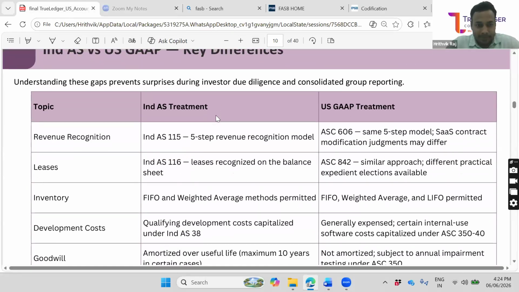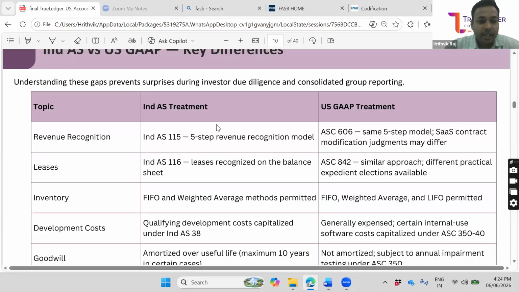I will not be taking out the whole thing because time does not permit to take each and every standard. I'll just tell you in brief about certain gaps which we have found between Ind AS and US GAAP. So coming to revenue recognition, under the normal GAAP, it was just about how to recognize revenue: there should be consideration, and services should have been performed. On that basis, we recognize the revenue.